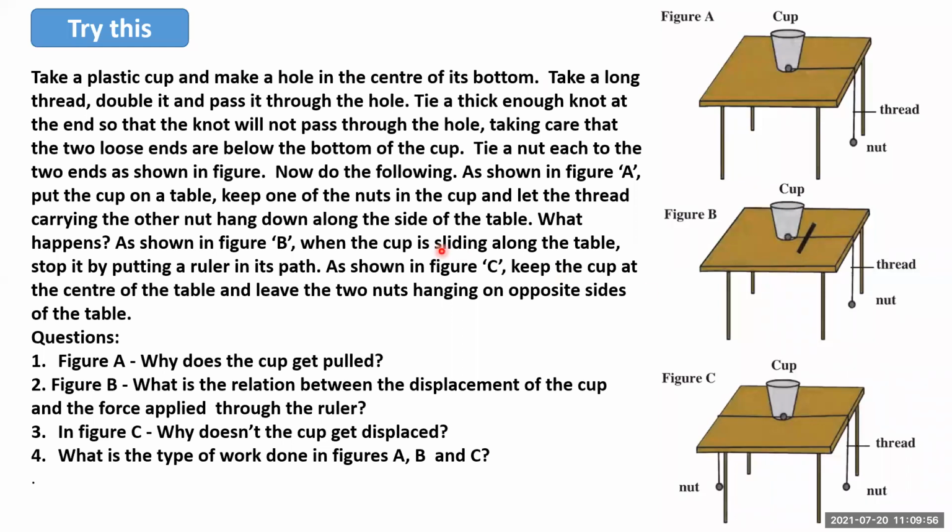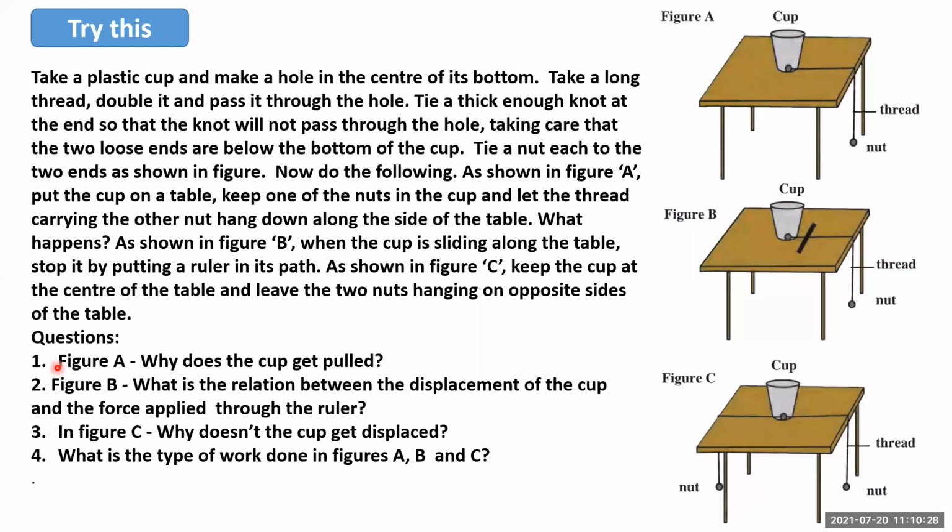As shown in figure C, keep the cup at the center of the table and leave the two nuts hanging on opposite sides. In the third case, the two nuts hang on either side of the table, one on this side and one on the other side, and the cup is kept in the middle. Now, observing these three experiments, answer the questions.